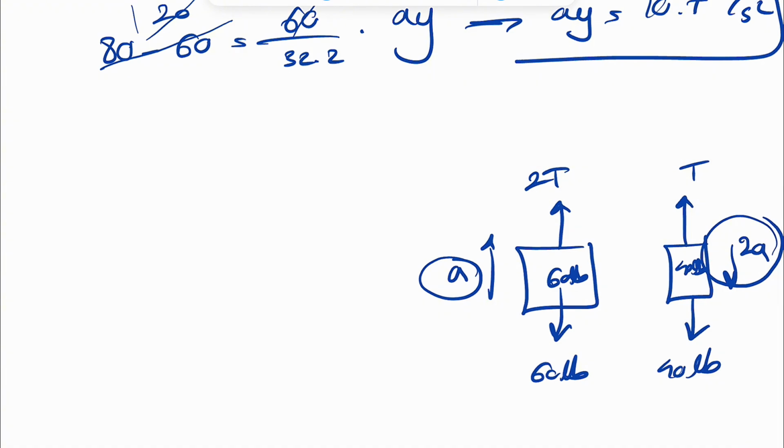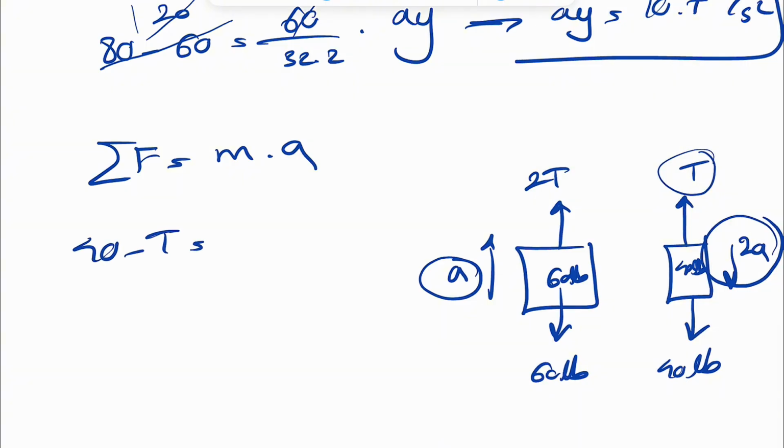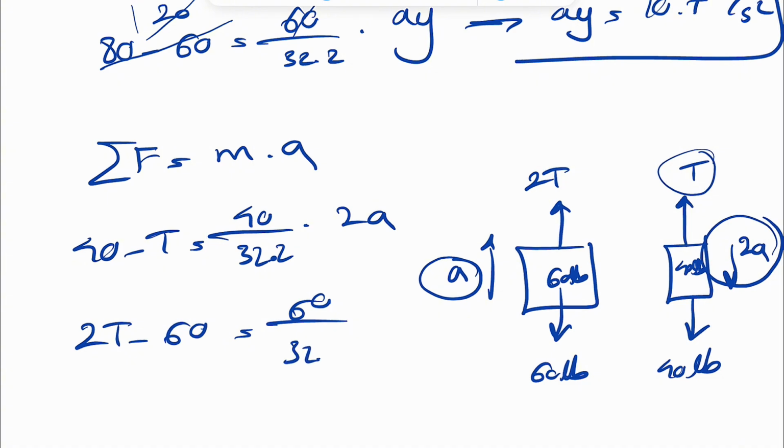We just have to write down our equation. Again, sum of all forces equals mass times acceleration. So we have two unknowns, T and a, and two equations, so we should be able to find each of them. From the first one, we can do 40 minus T is equal to the mass, which is 40 over 32.2, times the acceleration 2a. So that was for the right one, and for the other one we have 2T minus 60 is equal to 60 over 32.2 times a.